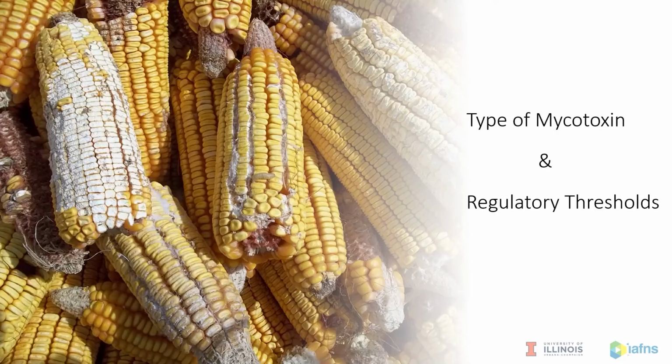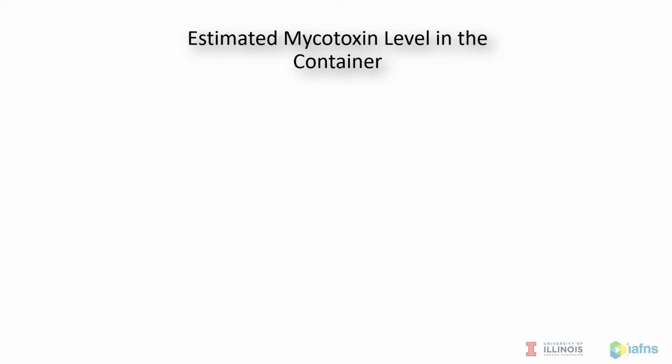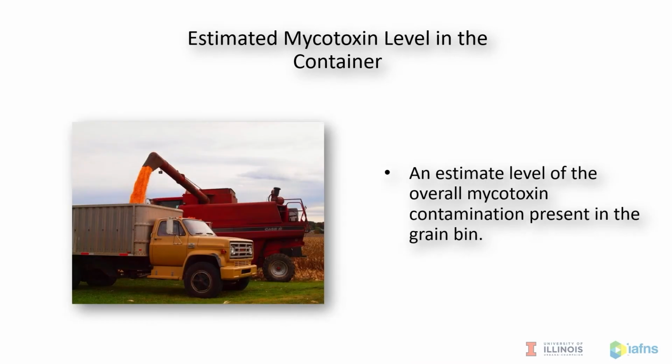In addition, the user can select the type of mycotoxin under study and the regulatory thresholds according to the government regulation and the final purpose of the corn. The estimated level of mycotoxin in the container is an estimate of the overall mycotoxin contamination present in the grain bin. The user can use previous contamination records to have an estimated level for the desired batch of corn that will be analyzed during sampling plans.